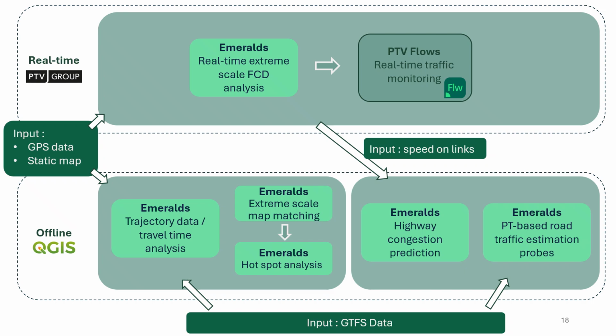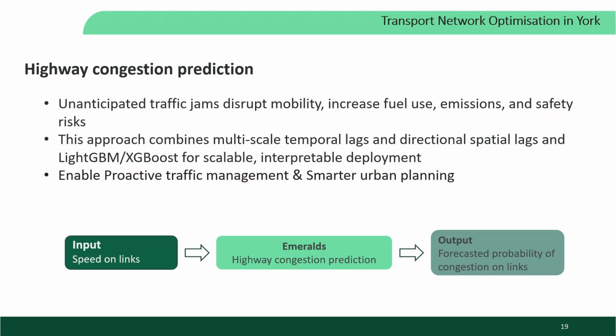Now we jump into the highway congestion prediction that takes speeds on links as an input. Anticipating traffic jams is critical for urban mobility. Congestion leads to increased fuel consumption, higher emissions, and elevated safety risk.